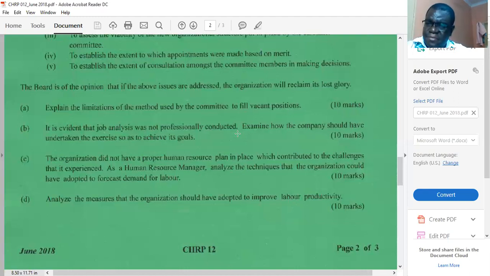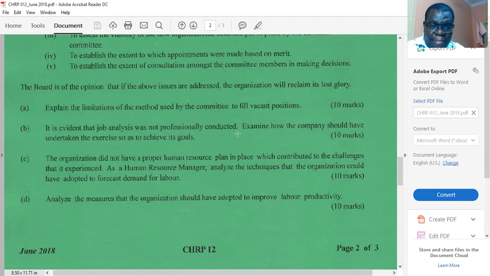Anything else? Disadvantages, limitations of recruiting from internal sources. I want to attempt lack of innovation and creativity, because they are used to the same kind of way of doing things. As opposed to where you bring in talent from outside that would be more creative and look at things differently. Limited innovation and creativity when you just use the same internal resources.